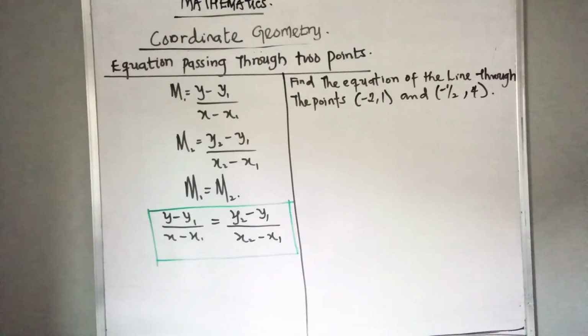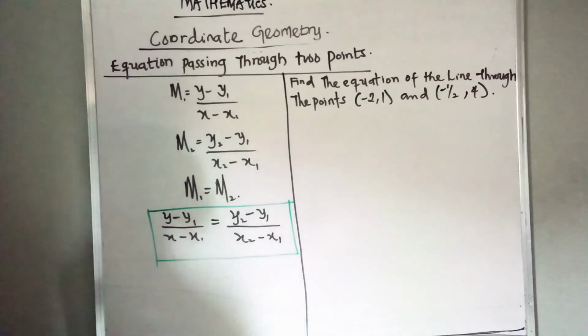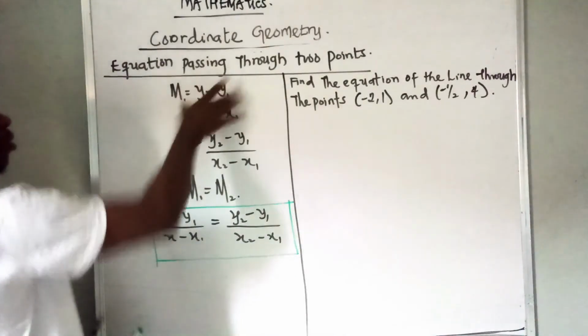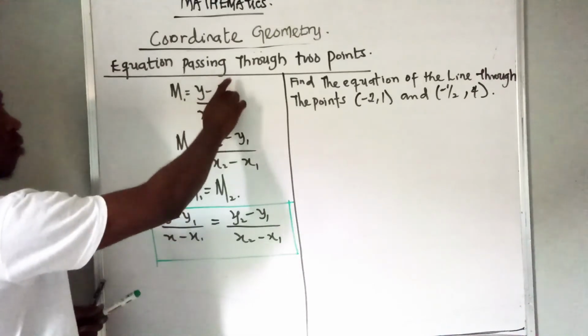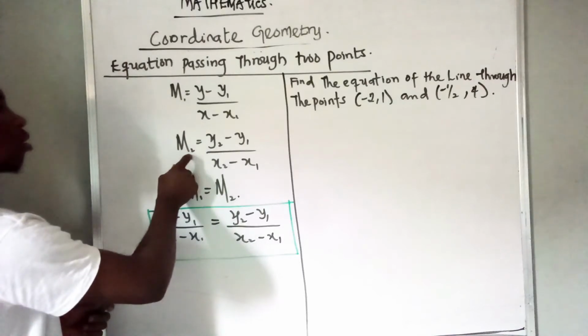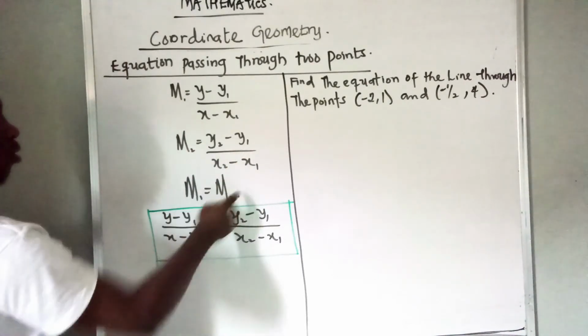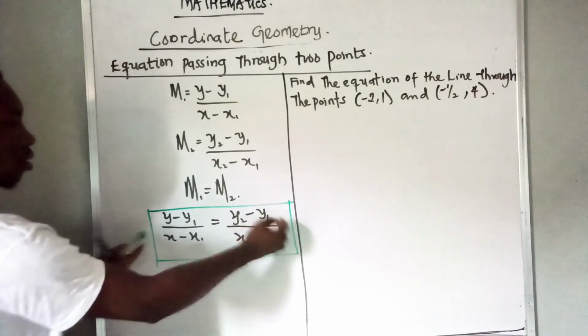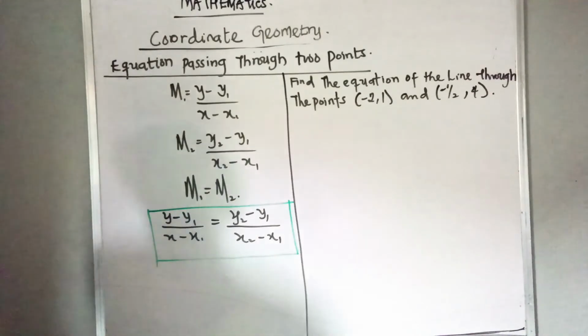So here, we're talking about the equation passing through 2 points. Now if it passes through the first point, I will have our first slope to be y minus y1 over x minus x1, and the second point to be this. Now the first slope is equal to the second slope, which generates this equation. So this is the equation of what?